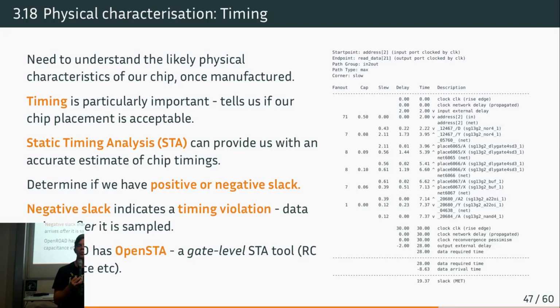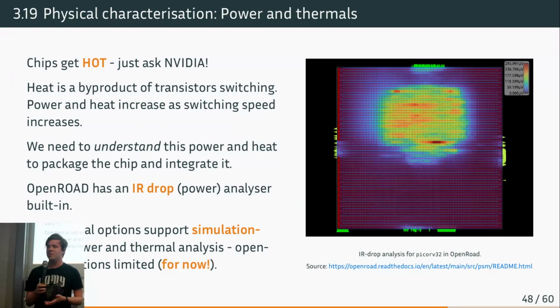Now, OpenRoad has an open source timing tool called OpenSTA, which is a gate level STA tool, which means that it models resistors, capacitors, and all of that stuff. And on the right-hand side here, you can see an actual timing report that I did with OpenSTA for a real chip. And I think it's good. I can't remember. Anyway, assuming we've figured out that our timing is acceptable, we now need to consider power and thermals. So as I'm sure you all know, chips get very hot. Just ask NVIDIA about their graphics cards.